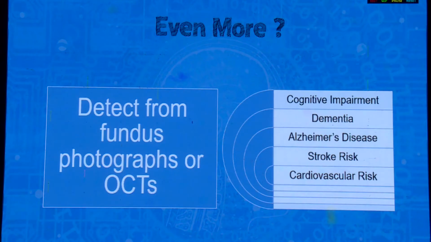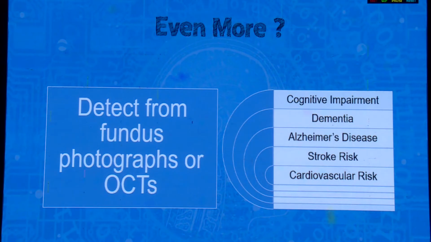You can detect from fundus photographs these things. Did you even think that you could detect cognitive impairment or Alzheimer's disease or risk of stroke? You can predict when you will die. Take a fundus photograph and the computer says you will die in 5 years. That is the possible future. In fact, that is already there.